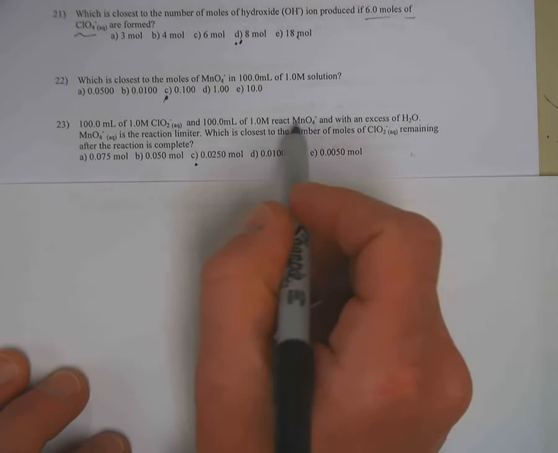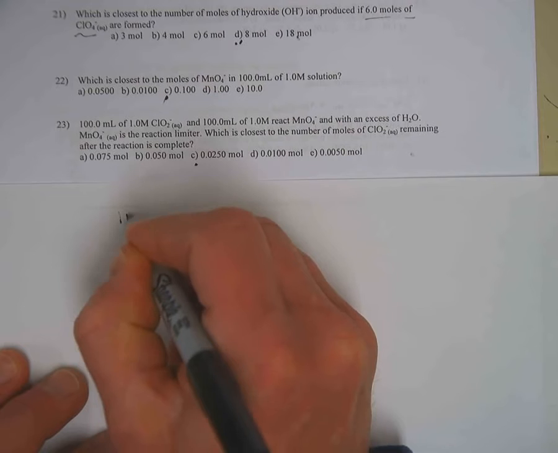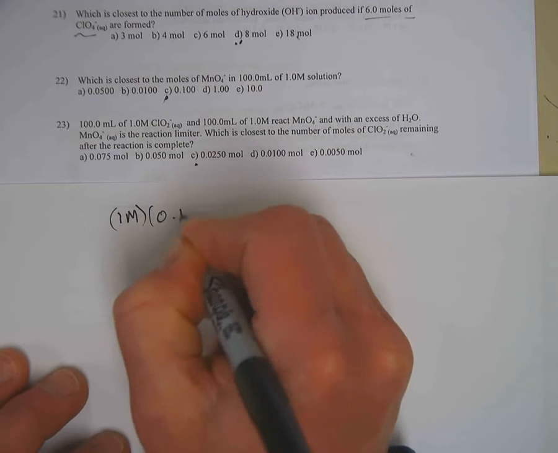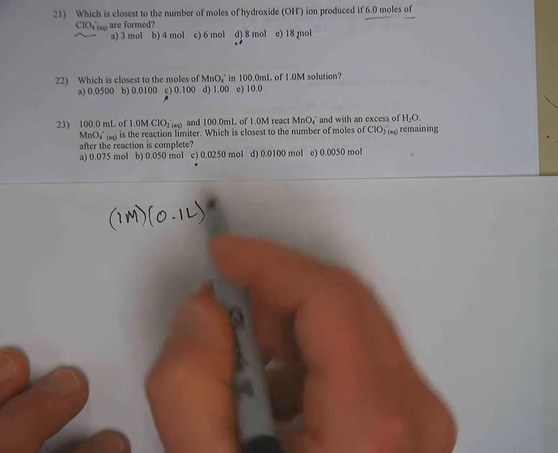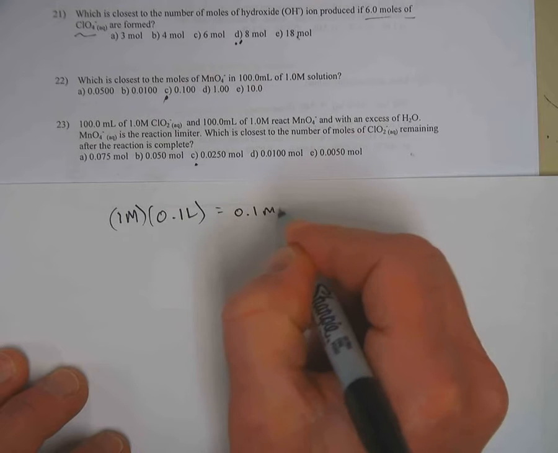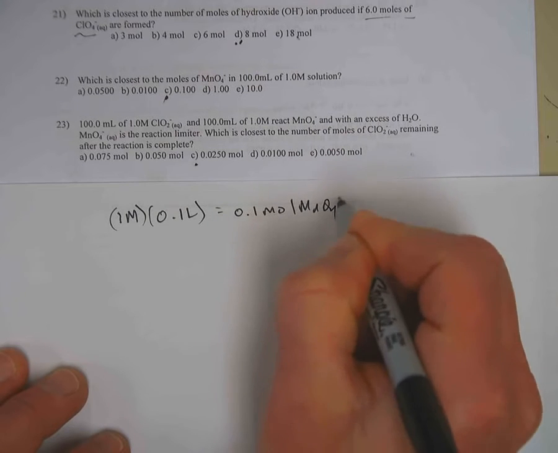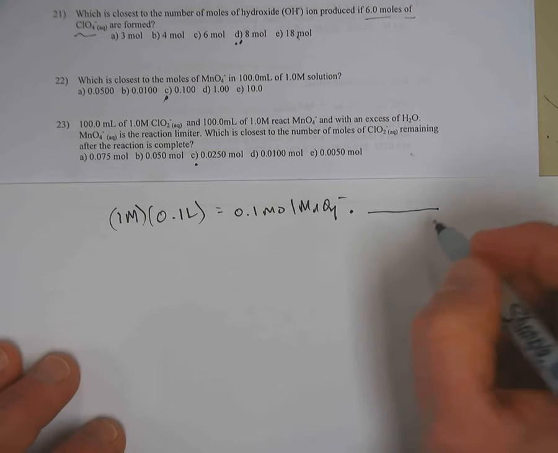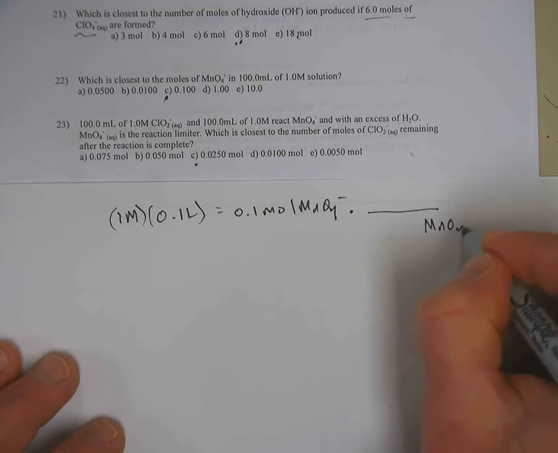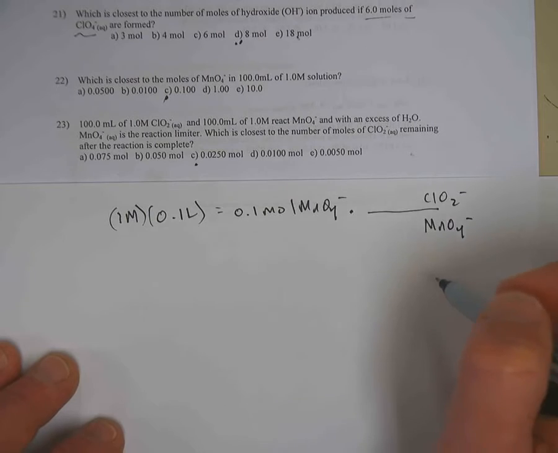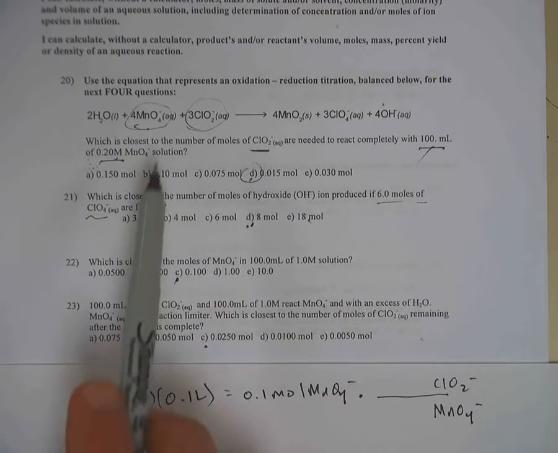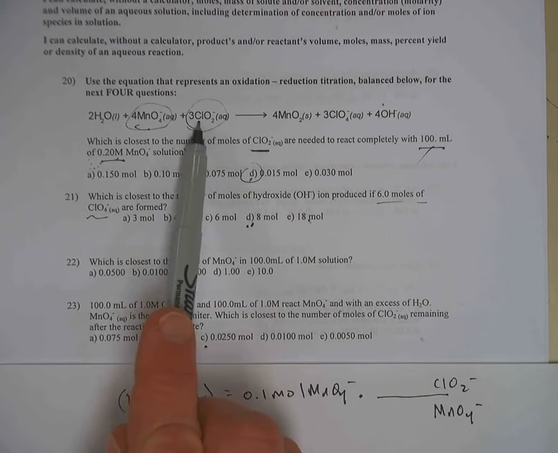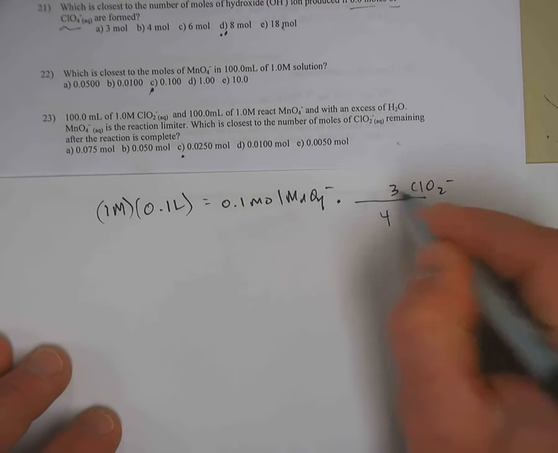So we're told that MnO4 minus is the limiter, so 1 molar times 0.1 liters. Molarity times liters is equal to moles, so we have 0.1 moles of MnO4 minus. This is the limiter, so compare it to the one that we want to know what is in excess. So put MnO4 minus in a position where it's going to cancel. ClO2 minus is my new set of units. And looking up at the balanced chemical equation, ClO2 has a 3 in front of it. MnO4 has a 4 in front of it, so 4 to 3.